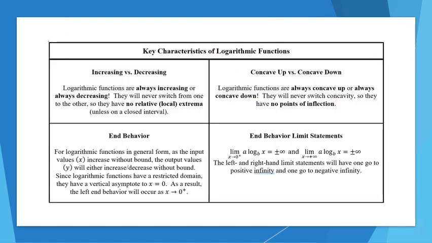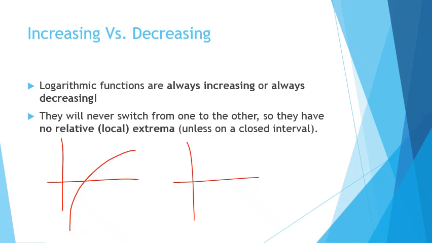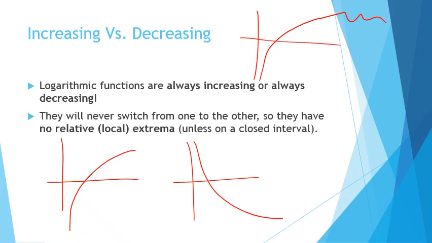All right, so these are the key characteristics of logarithmic functions. I'm going to go through each one of these in a little bit more detail. All right, so increasing versus decreasing. Logarithmic functions, the two types that you'll see, will either always be increasing or always be decreasing. It's not going to be increasing and then all of a sudden towards the end start spiking up and down. That won't happen. So because of that, they will never have any relative or local extrema.